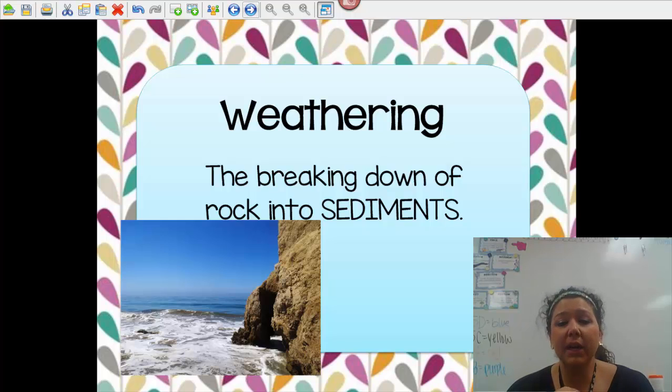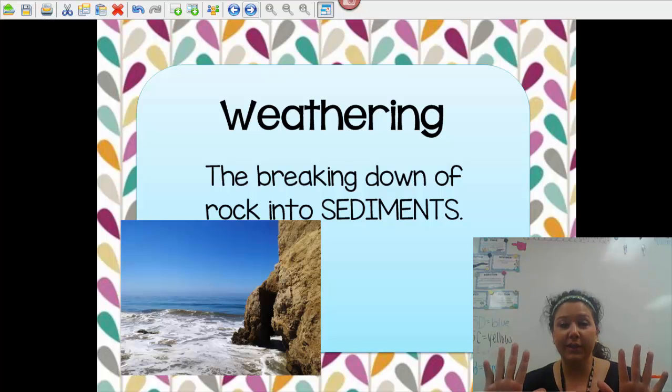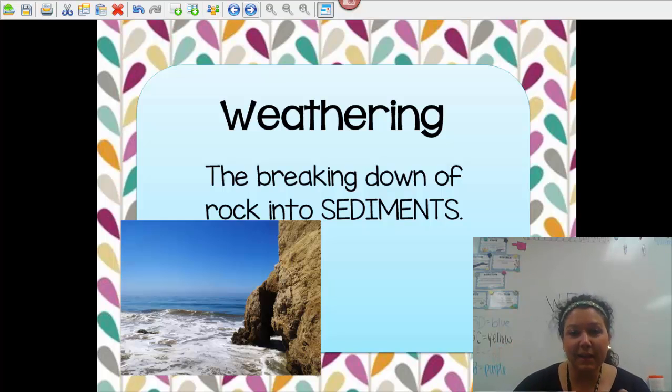Weathering is the breaking down of rock into sediments. Sediment is just a tiny, tiny piece of rock like sand or clay or gravel. Those tiny pieces of rock came off of a bigger piece of rock at one point. Mirror: weathering, the breaking down of rock into sediments. Mirror off. When we say weathering, we're going to do a silly little dance and go, break it down, break it down, break it down, break it down. Let's try that. Weathering. Break it down, break it down, break it down, break it down.